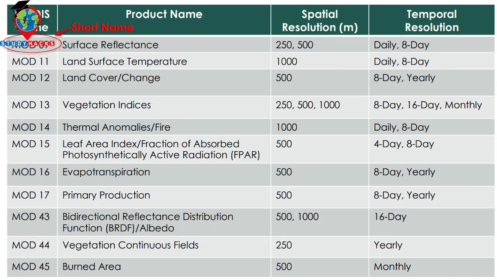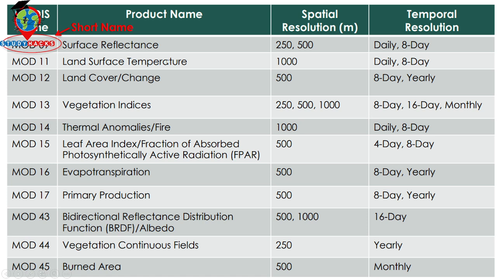So here you can see some MODIS data, also their product name, their spatial resolution, and their temporal resolution. One is surface reflectance. For this surface reflectance, the short name is MOD09. The spatial resolution is 250 meter and 500 meter, and the temporal resolution is daily and 8-day.